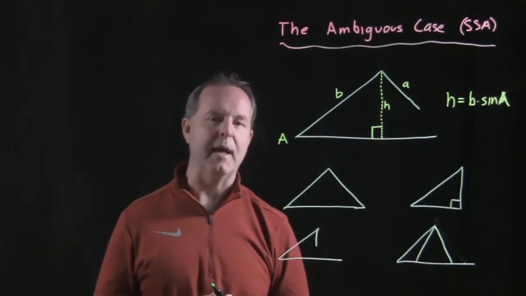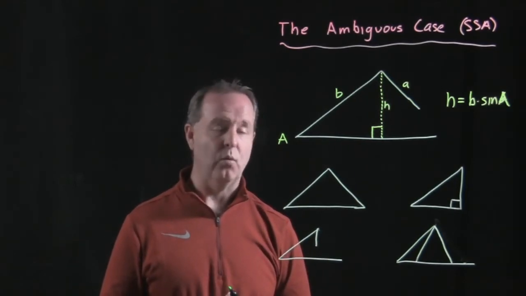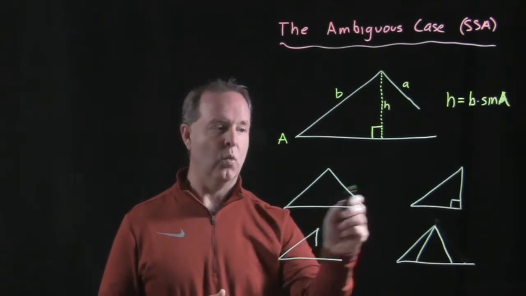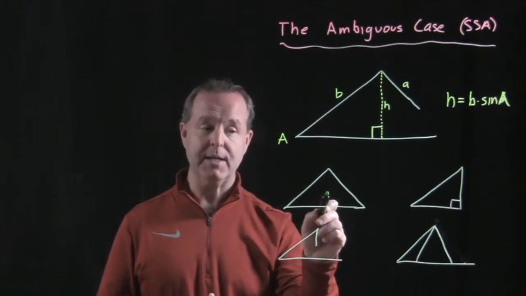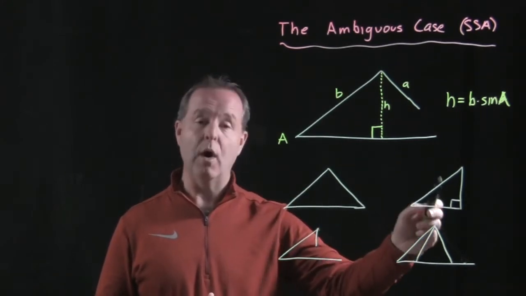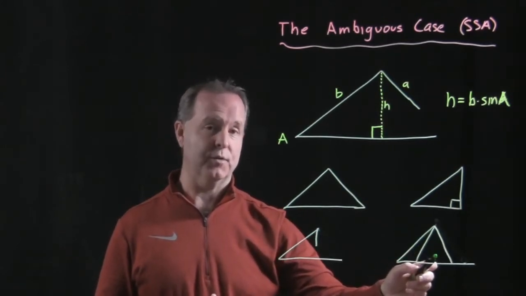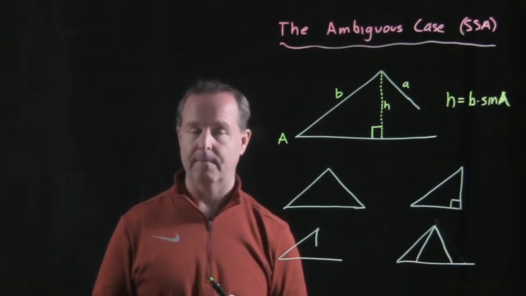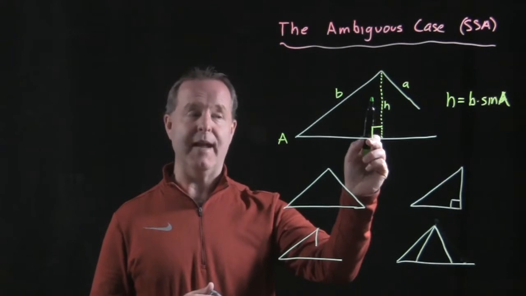So that's what we call the ambiguous case of side-side-angle. When we know just those three things, we do not know which of the four positions we'll have. We'll either have one oblique triangle, one right triangle, two oblique triangles formed by those three pieces, or we will not have a triangle formed at all. And all of that depends on the relationship of the height, h.